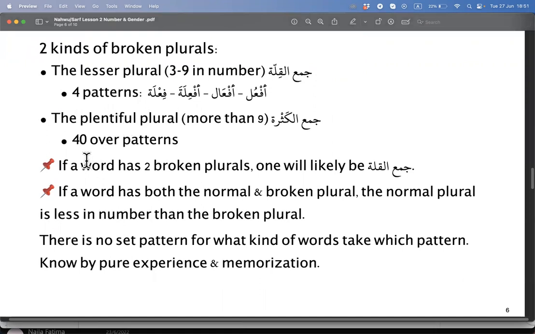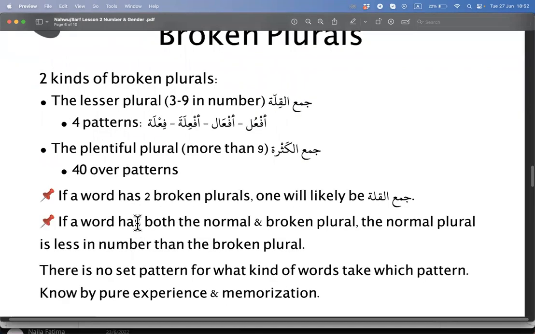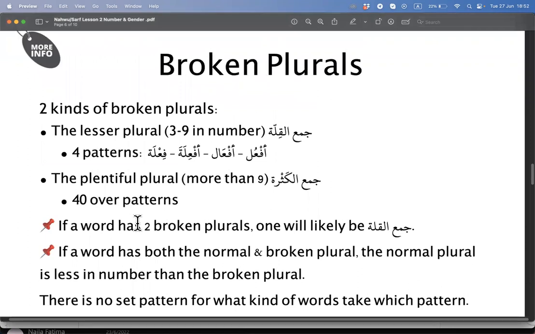If a word has two broken plurals, one will likely be jamak qillah. And if a word has both the normal and the broken plural, the normal plural is less in number. For example, the word kafir: we have kafiruna, and a broken plural kuffar. The normal plural, kafiruna, is less in number compared to kuffar. All these have no set pattern, so we totally have to learn plurals by vocab. The more we read, the more we know.